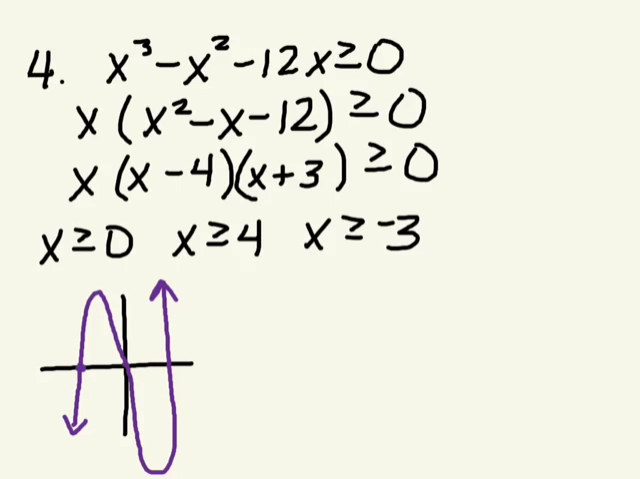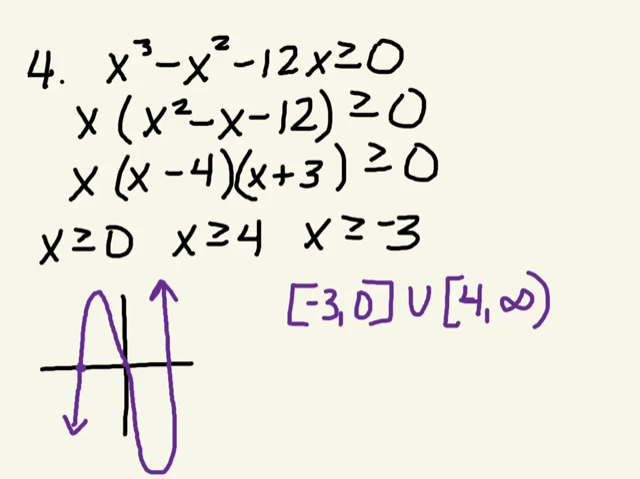So in interval notation, we're greater than or equal to 0 between negative 3 and 0, and 4 and infinity. We're including negative 3, 0, and 4 since we have a greater than or equal to. And then if you're going to write this in set notation, we say x such that x is between negative 3 and 0.